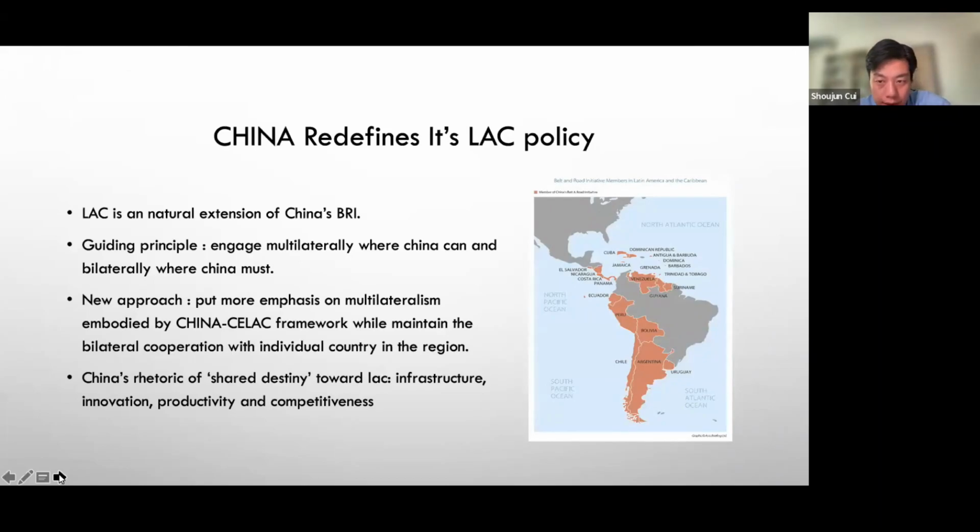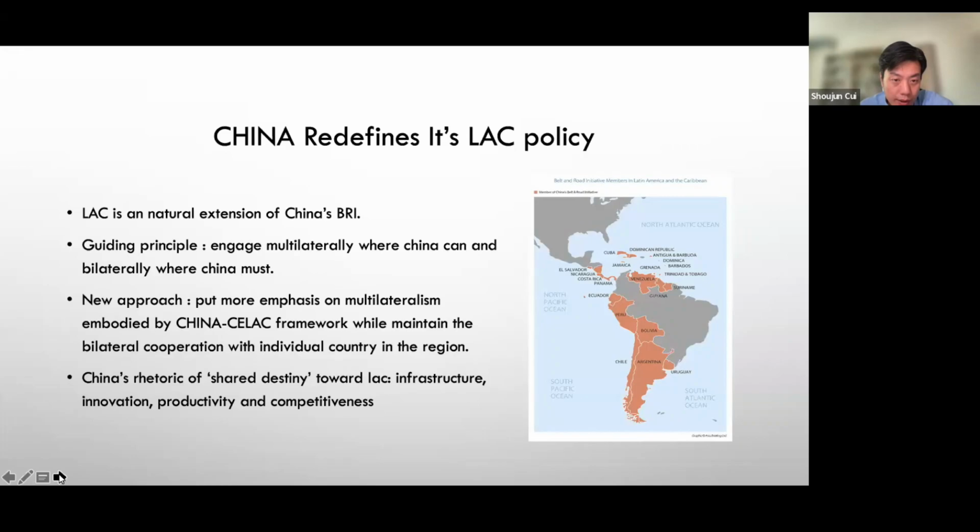And China redefined its Latin America policy. You can see quite a number, 21 Latin American countries, joined the Belt and Road Initiative. China puts Latin America as a natural extension of China's BRI. So the guiding principle for China to engage with Latin America is to engage multilaterally where China can, and bilaterally where China must. So collectively or multilaterally or bilaterally, they are equally important.